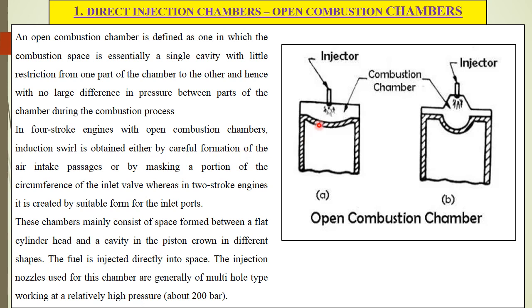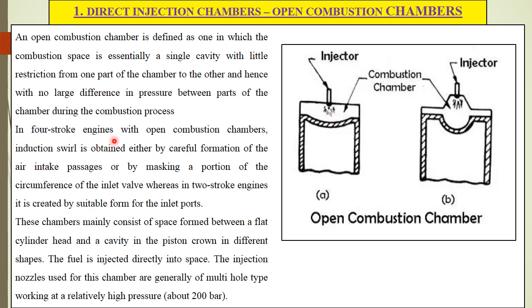Such a cavity is provided in the piston. If you see the piston crown, at the top of the piston, such cavities are provided in different shapes. And that's why the fuel is injected over this entire volume. That's why in an open combustion chamber, the volume of the whole combustion chamber is located in the main engine cylinder.